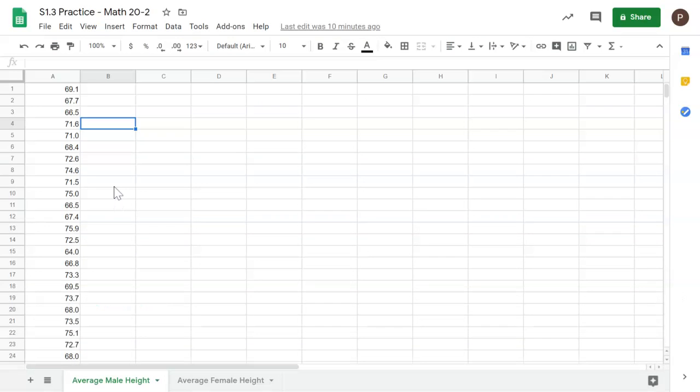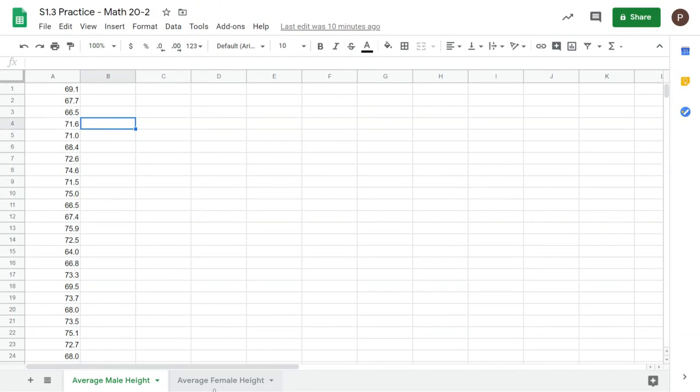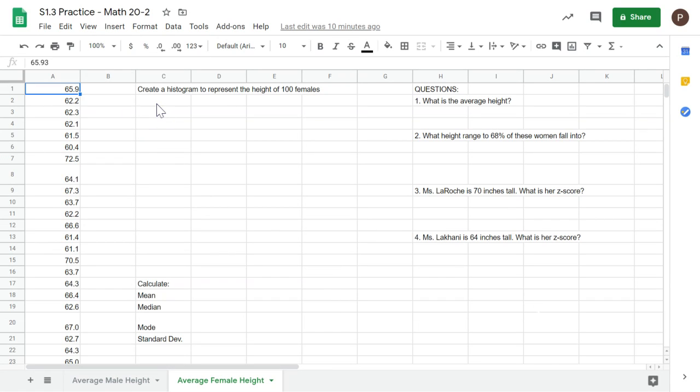So we're going to look at some of the practice questions for S1.3. So I'm in my practice sheet. We're going to go through now looking at the average female height. So we have 100 scores here, all representing the average female height in inches. First thing we're going to do is create a histogram.